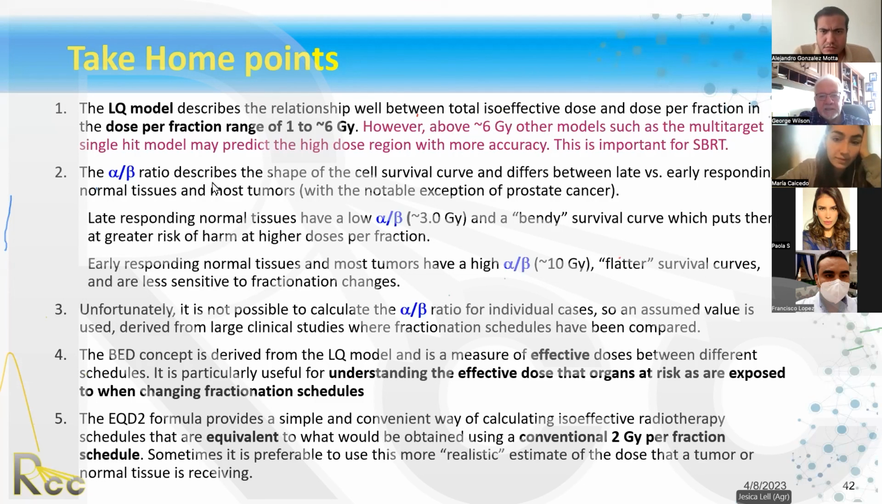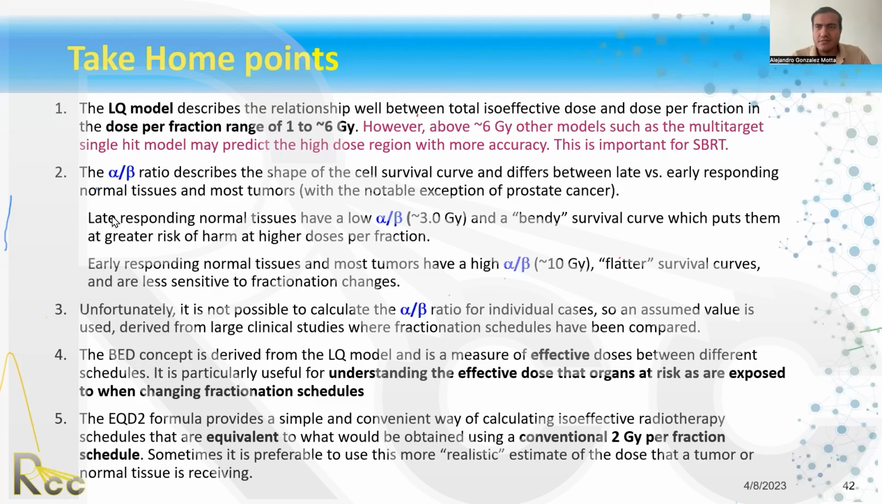The alpha beta describes the shape of the cell survival curve. And as we've talked about, it really differs between early and late responding normal tissues and tumors. One of the notable exceptions among tumors is prostate cancer. Late responding normal tissues have a low alpha beta, around 3. They have a very bendy survival curve, and so this puts them at greater risk of harm at higher doses per fraction. So again, as we've emphasized, a change in the dose per fraction has much more effect on late responding normal tissues than early responding normal tissues.